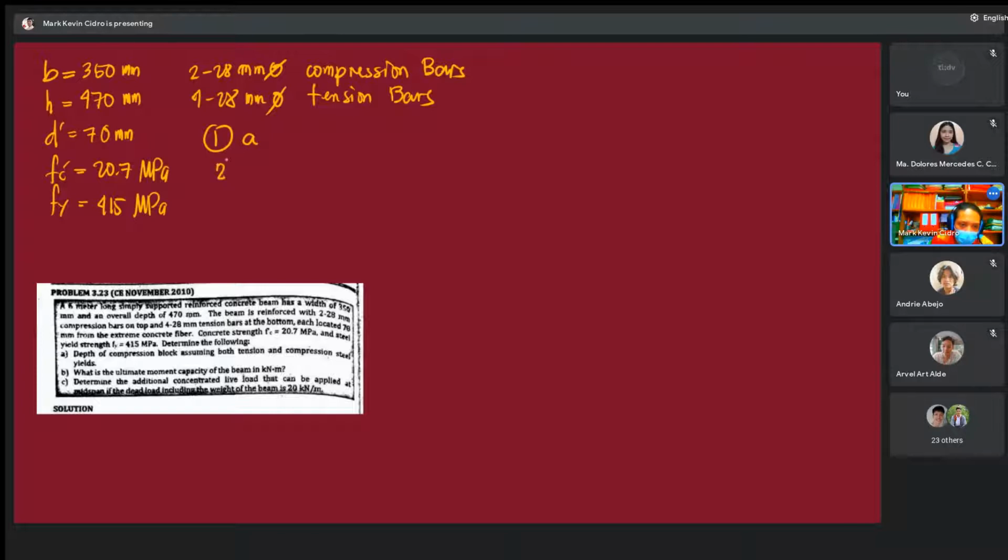Number 2, what is the ultimate moment capacity of the beam? Ultimate moment capacity, this is the Mu. And letter C, determine the additional concentrated live load that can be applied at the midspan if the dead load, including the weight of the beam, is 20 kilonewton per meter. So the additional concentrated load at the midspan, P_LL, is what we are looking for. Given is the dead load W_D equal to 20.